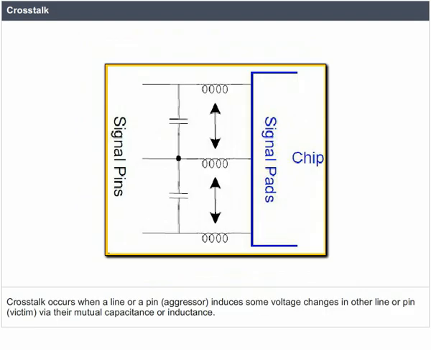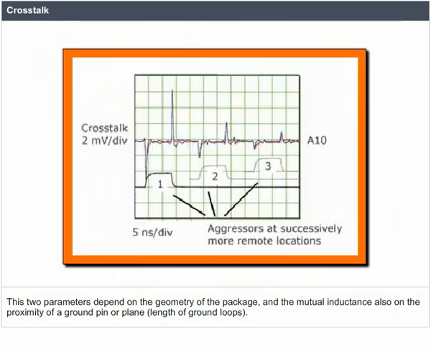Crosstalk. Crosstalk occurs when a line or a pin, the aggressor, induces some voltage changes in another line or pin, the victim, via their mutual capacitance or inductance. These two parameters depend on the geometry of the package, and the mutual inductance also on the proximity of a ground pin or plane, and the length of ground loops.